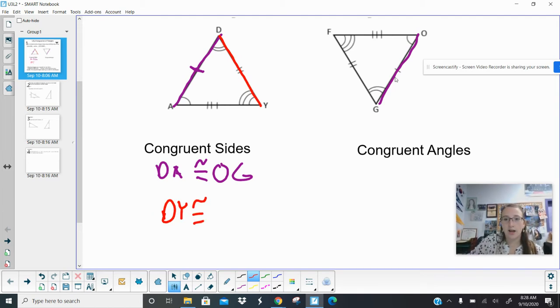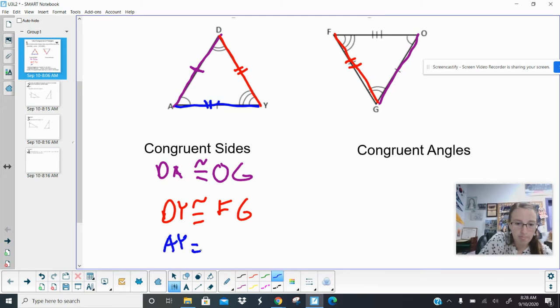Tell me on the other triangle over here, what is DY congruent to? FG, because this has 2 markings, it's congruent to this side over here that also has 2 markings. Again, you could say GF. So hopefully it's obvious that AY, which has 3 markings, is congruent over here to FO, which also has 3 markings. So this tells us those sides are going to be the exact same length.